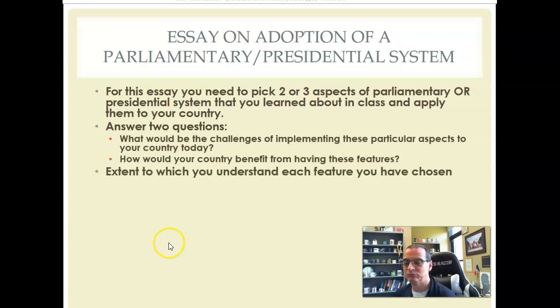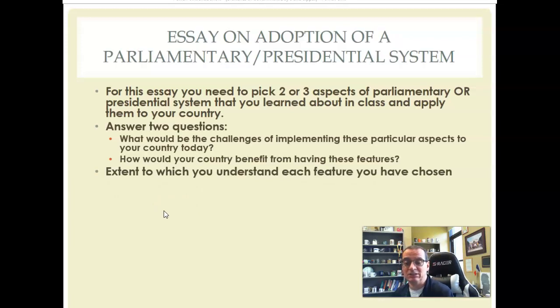Basically, I will be looking at the extent to which you actually understand each of the features that you've chosen. So if you're talking about a dual executive, for example, do you really understand what a dual executive is? Do you understand what question time is? Do you understand what proportional representation is? So I'll be looking to ascertain whether you really understand what that concept, what that aspect is all about.